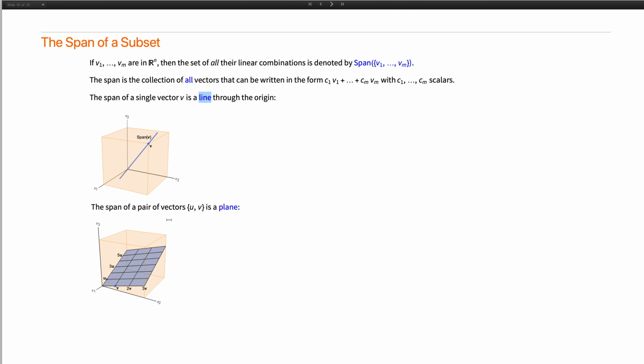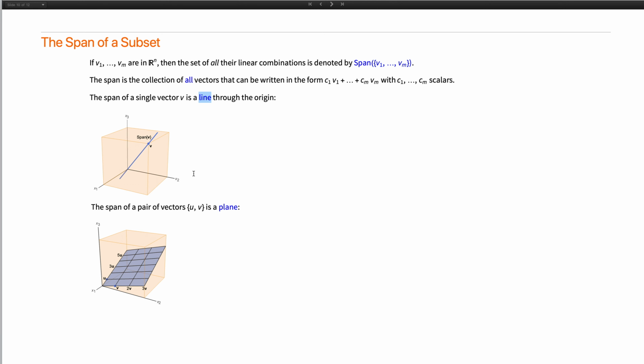On the other hand, if you've got a pair of vectors u and v, then you get back a plane, because you can do all the multiples of u over here, all the multiples of v over there, and then you can add them up and you get back a plane. So that's the notion of a span of a subset.